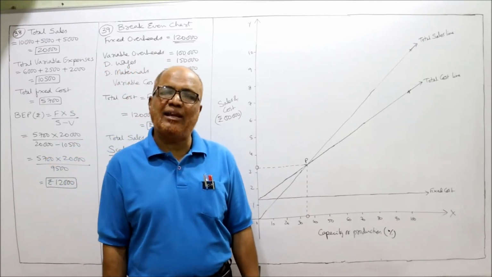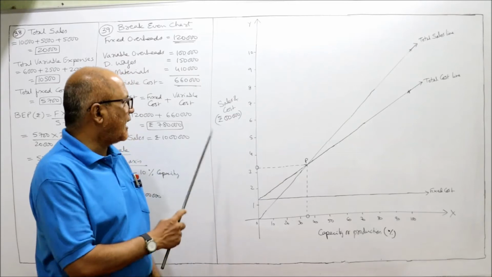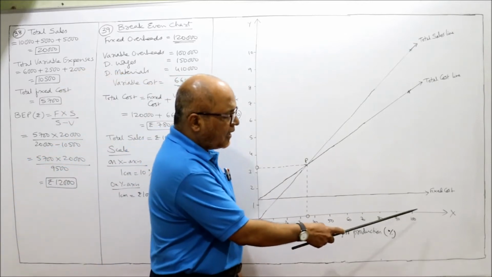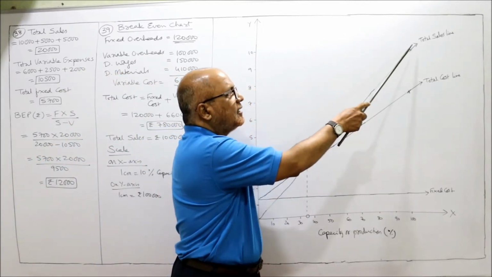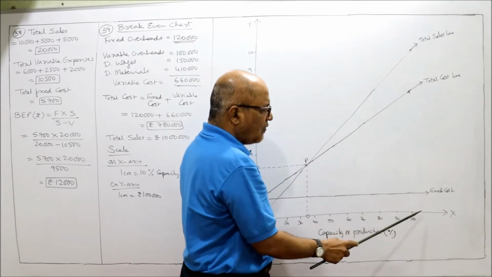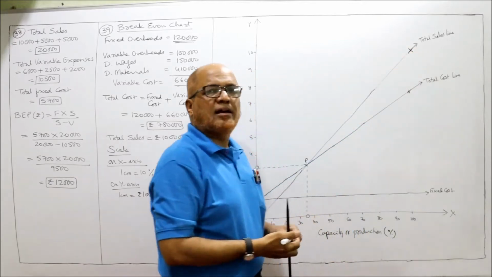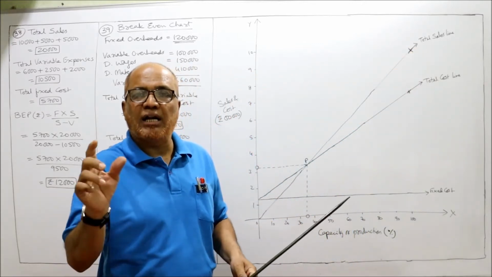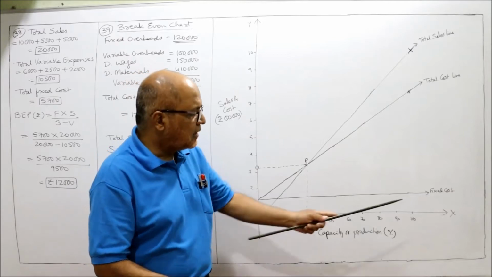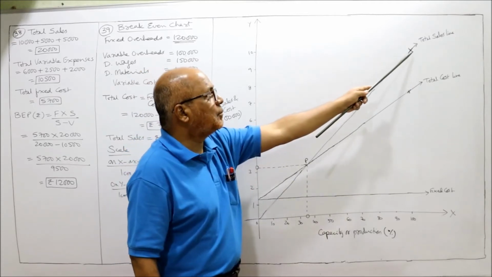Secondly, the total revenue line, the total sales line. At 100% capacity, how much are the sales? 10 lakh. At 100% capacity, the total sales are 10 lakh. So here at 100% capacity, against this 100, 10 lakh is here. So against this 10 lakh, over 100%, put a mark. This is the mark. At what point have I put that mark? 100%, 10 lakh. 10 lakh rupees are the sales at 100% capacity.